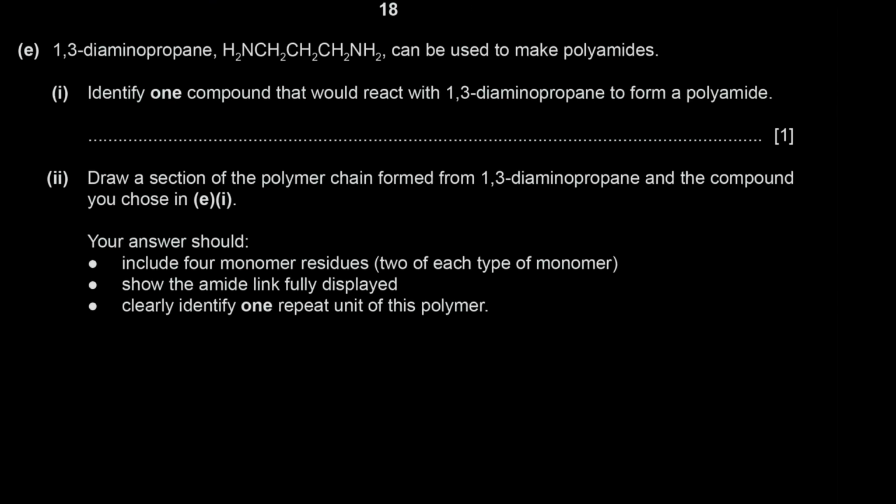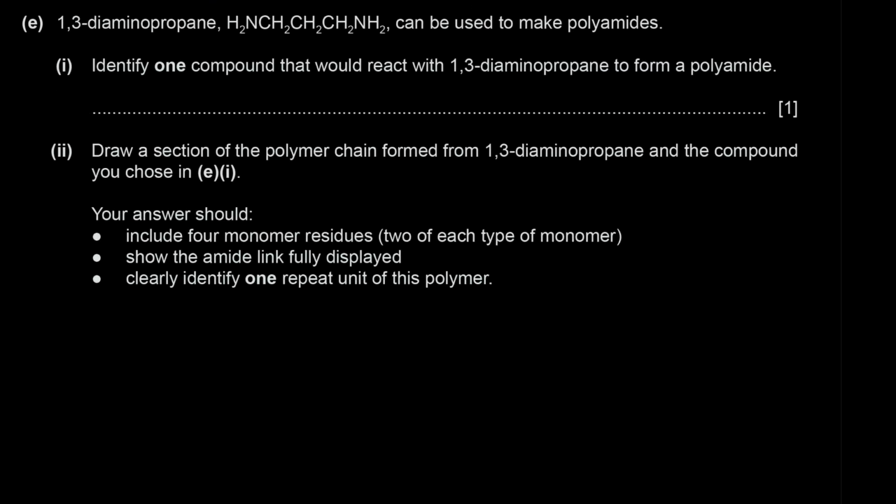All right, last part. 1,3-diaminopropane can be used to make polyamides. Identify one compound that would react with 1,3-diaminopropane to form a polyamide. You have two amine groups, so you would need something that has two acid groups or two acyl chloride groups. For example, a compound that can do it would be something like this.